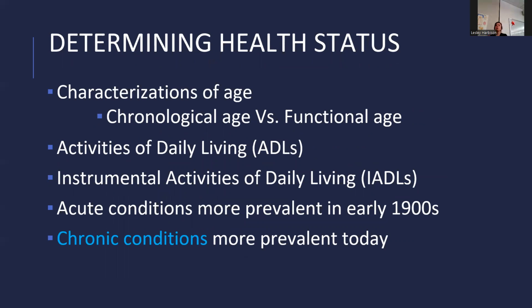Determining health status. So we want to think of a couple things when we think about the health status of our elderly patients. You want to consider chronological age versus functional age. So you can have a young old person or an old young person, and you know what I mean by that? Somebody could be 95 and spry. We all know them. I have had the most amazing patients in their upper 90s, driving, living independently.